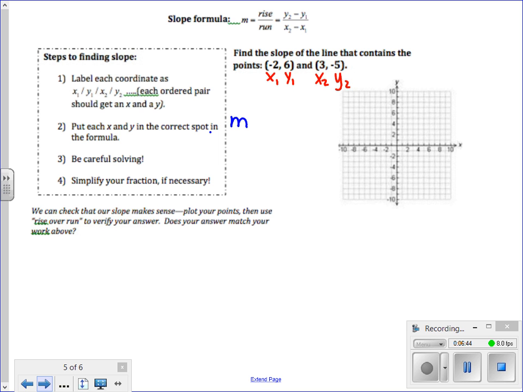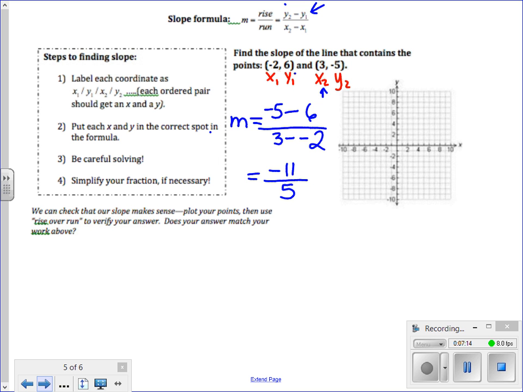Step 2, put each x and y in the right spot. Well, m equals, I'll start with y2. If I look up at this formula, y2, which is -5, minus y1, 6, over x2, which is 3, minus -2. You need to be really careful with your negatives. Well, it turns out -5 minus 6 is -11, over 3 minus -2 is +5.